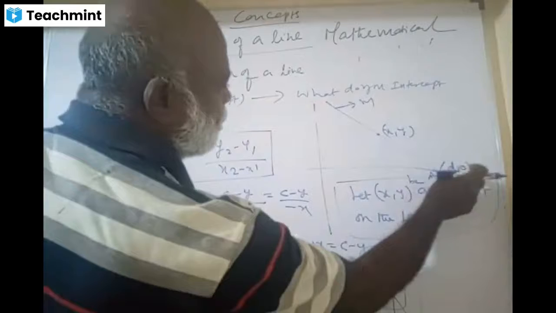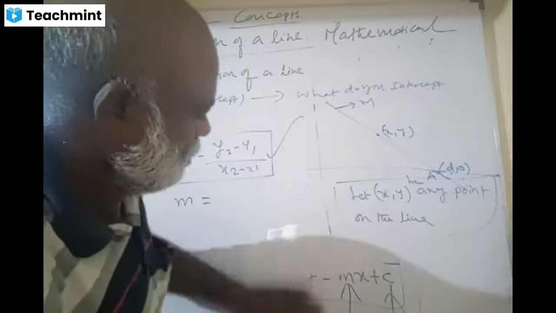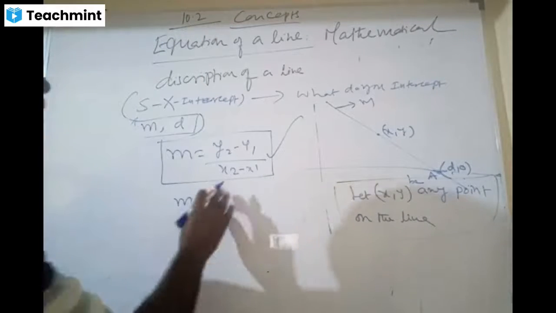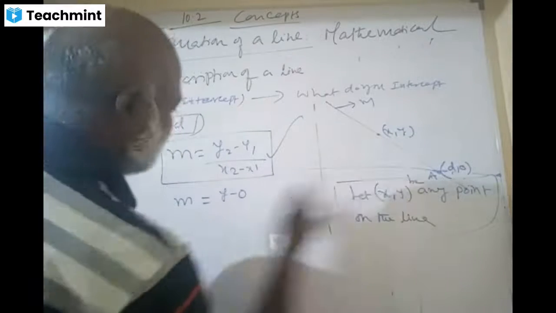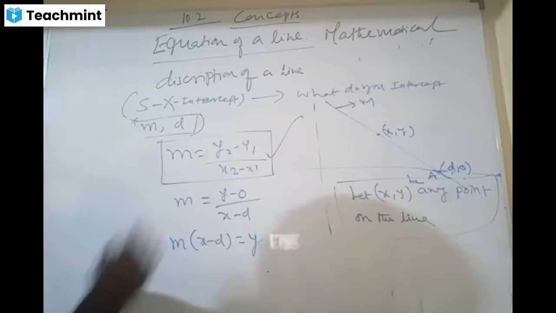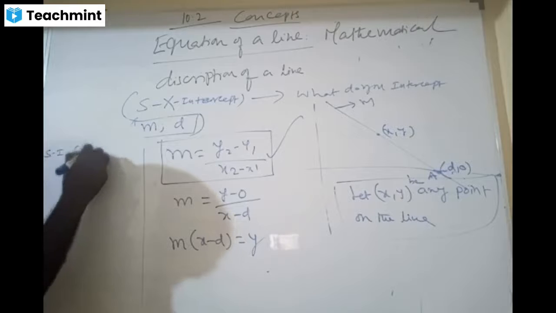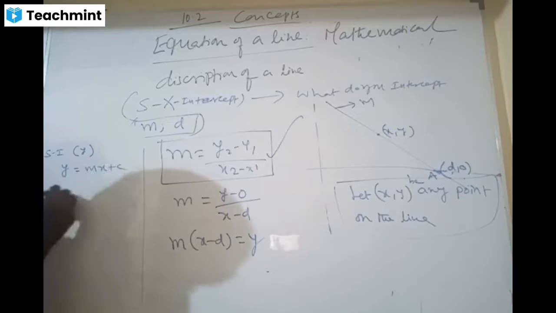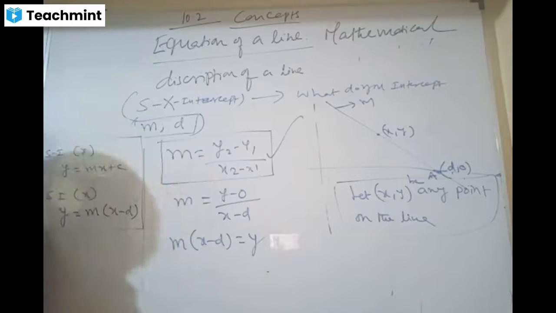This is one point, this is another point. That's all. m equal to y2 minus y1, y minus 0 by x minus d. Cross multiply: m into x minus d equal to y. So you got the slope intercept formula: if y-intercept is given, you can write y equal to mx plus c. If x-intercept is given, you can write y equal to m into x minus d. See the two different formulas. The concept is the same, but depending on what is given, you get this.